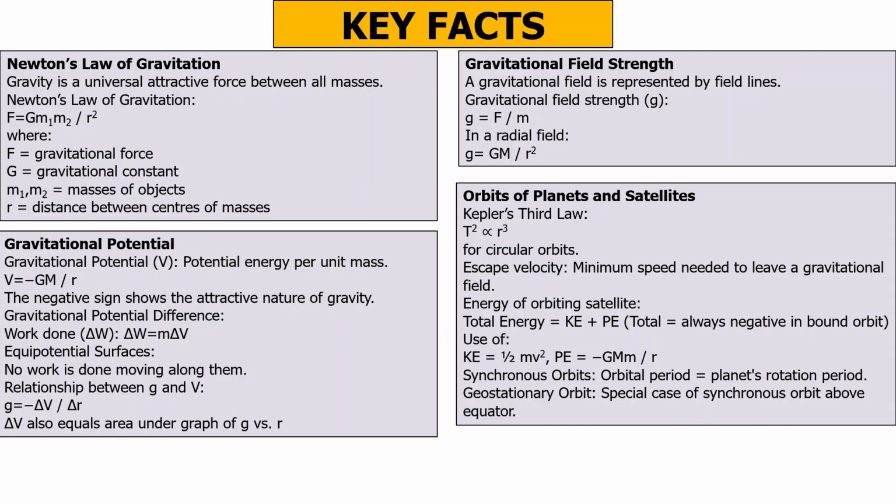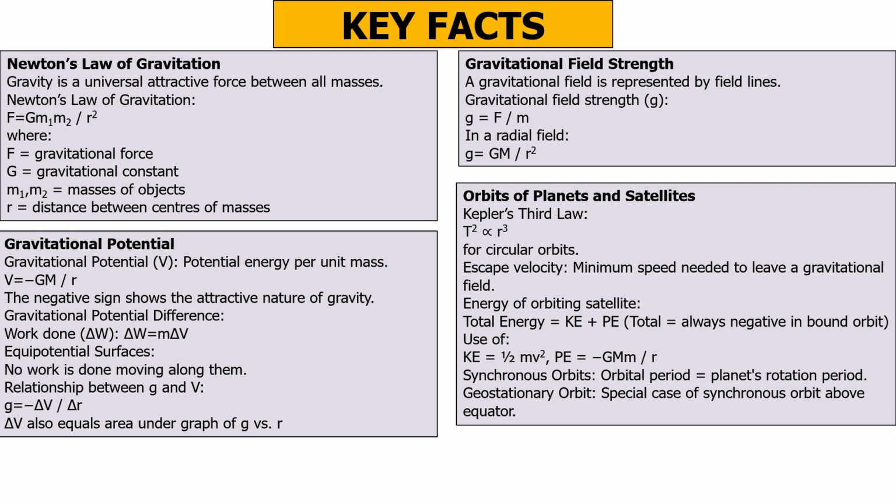So, what are the key facts concerning gravitational fields? Well, we have Newton's law of gravitation. That's the idea that gravity is a universal attractive force between all masses. Newton's law of gravitational attraction is F equals G m1 m2 over r squared, where F is the gravitational force, G is the universal gravitational constant, m1 and m2 are the masses of the objects, and r is the distance between the centres of mass. The gravitational field strength is important, as a gravitational field is represented by gravitational field lines. The gravitational field strength g is equal to F over m, and in a radial field g is equal to GM over r squared.